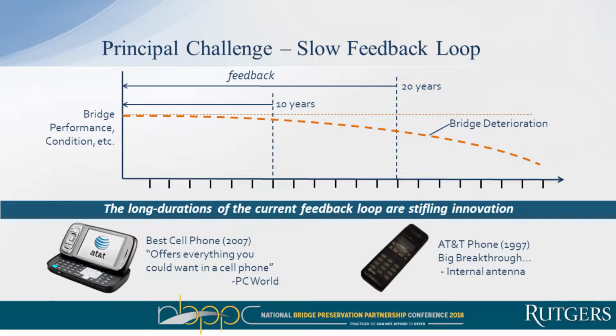And that leads me into this principal challenge of the slow feedback loop, right? If I build a bridge today and I allow it to degrade with time, over 10 years I might see some deterioration. Over 20 years I might see some more deterioration. But the feedback loop is relatively slow, right?